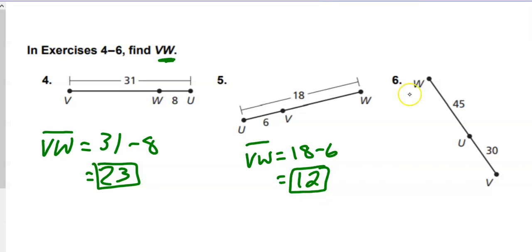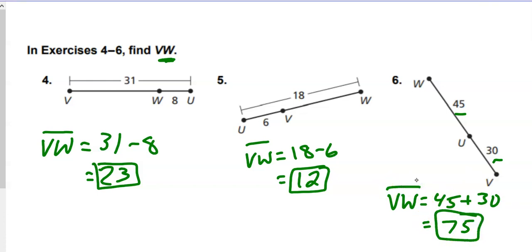Now number 6 is stated the way the actual postulate is. I know part of it, UW is 45 and UV is 30. So if I'm looking for VW in this case, I've got to add both of those together. So 45 plus 30, that would give me 75. And again, those are segments that we're referring to. Okay. So that is the addition postulate. Again, I don't always refer to that by name. Occasionally the book will. I just basically will use it just like these examples here, to find the various length of a segment.